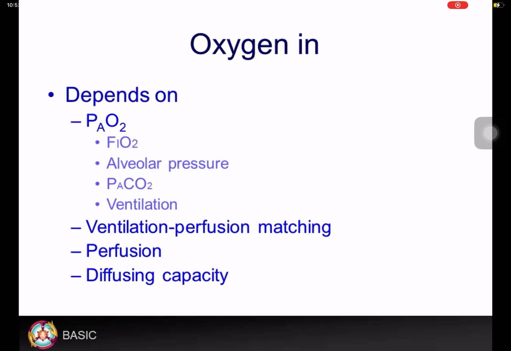So changes in alveolar PO2 result predominantly from changes in inspired oxygen concentration and alveolar pressure, with a lesser contribution from alveolar PCO2 and alveolar ventilation.